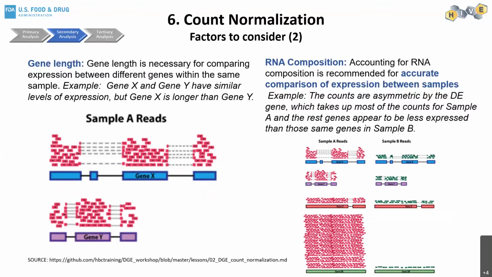RNA composition is also important, as it allows accurate comparison of expression between samples. For example, the counts of an asymmetric gene can take up most of the counts for sample A, as you can see, and the rest of the genes appear to be less expressed than those same genes in sample B. Those factors need to be considered.